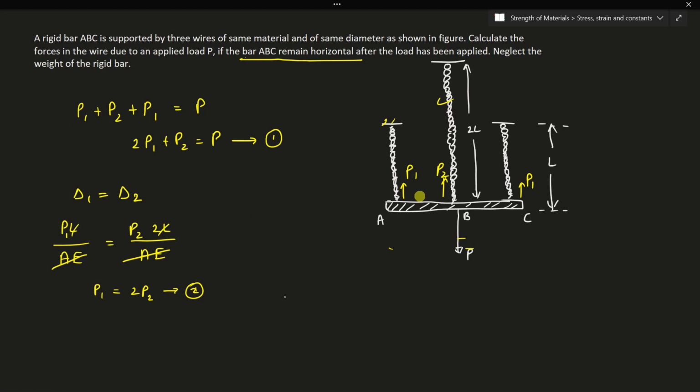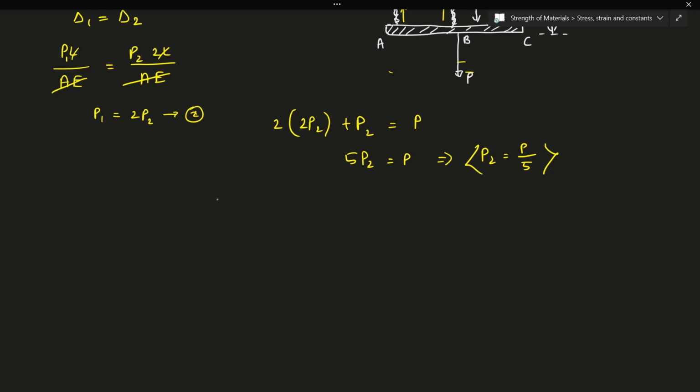I'll apply equation 2 in equation 1. So I'll have 2 into 2P2 plus P2 equal to P. So 5P2 is equal to P, which means that P2 is equal to P over 5. Again I'll apply this back in equation 1: 2P1 plus P2 is equal to P. So I have the P2 value, so 2P1 is equal to P minus P by 5, which is nothing but 4P by 5. The 2 will be cancelled here, so totally P1 will be equal to 2P by 5. Right. So let me move on to the next question.